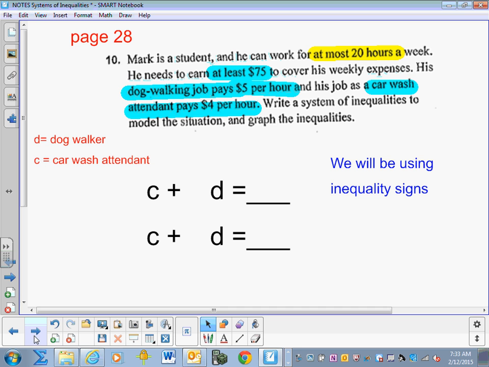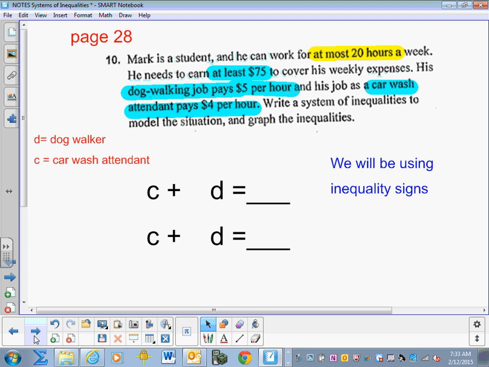Okay, let's write a system of inequalities from a word problem. Mark is a student and he can work for at most 20 hours a week. He needs to earn at least $75 to cover his weekly expenses. His dog walking job pays $5 an hour, and his job as a car wash attendant pays $4 an hour. Write a system of inequalities to model the situation and graph the inequalities.